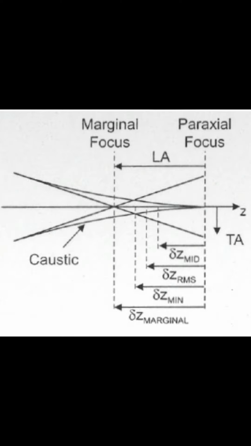For this lab, there are three important parameters to point out. First is the marginal focus, the point at which the rays from the edge of the pupil cross the axis. Next is the paraxial focus, the focus position obtained by making a paraxial approximation. And finally is the longitudinal aberration, the distance between those two focus positions.